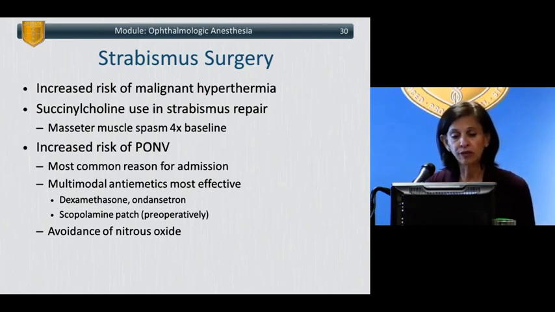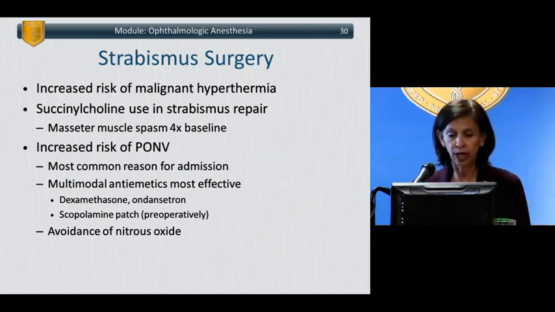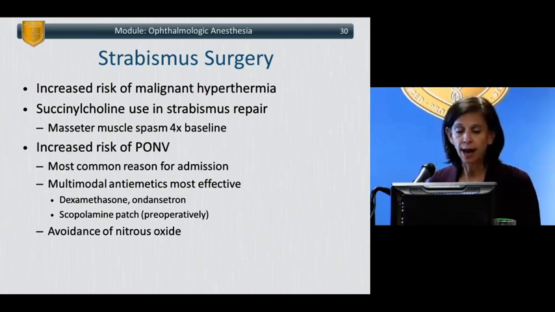There is an increased risk of nausea and vomiting in patients who have strabismus surgery. In fact, it's one of the highest risks of nausea and vomiting and is absolutely the most common reason for admission after this surgery. So it's really important that one pull out all the guns they can to treat it. Dexamethasone, ondansetron, a scopolamine patch.